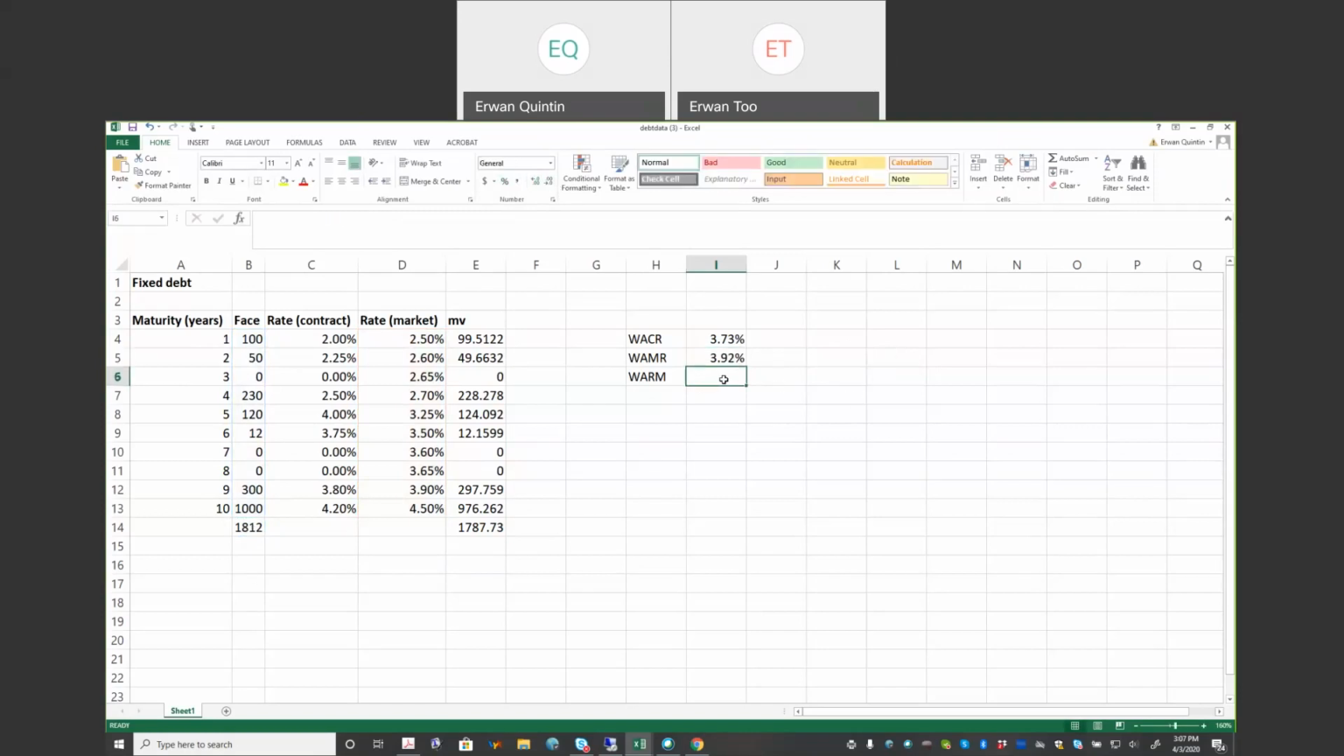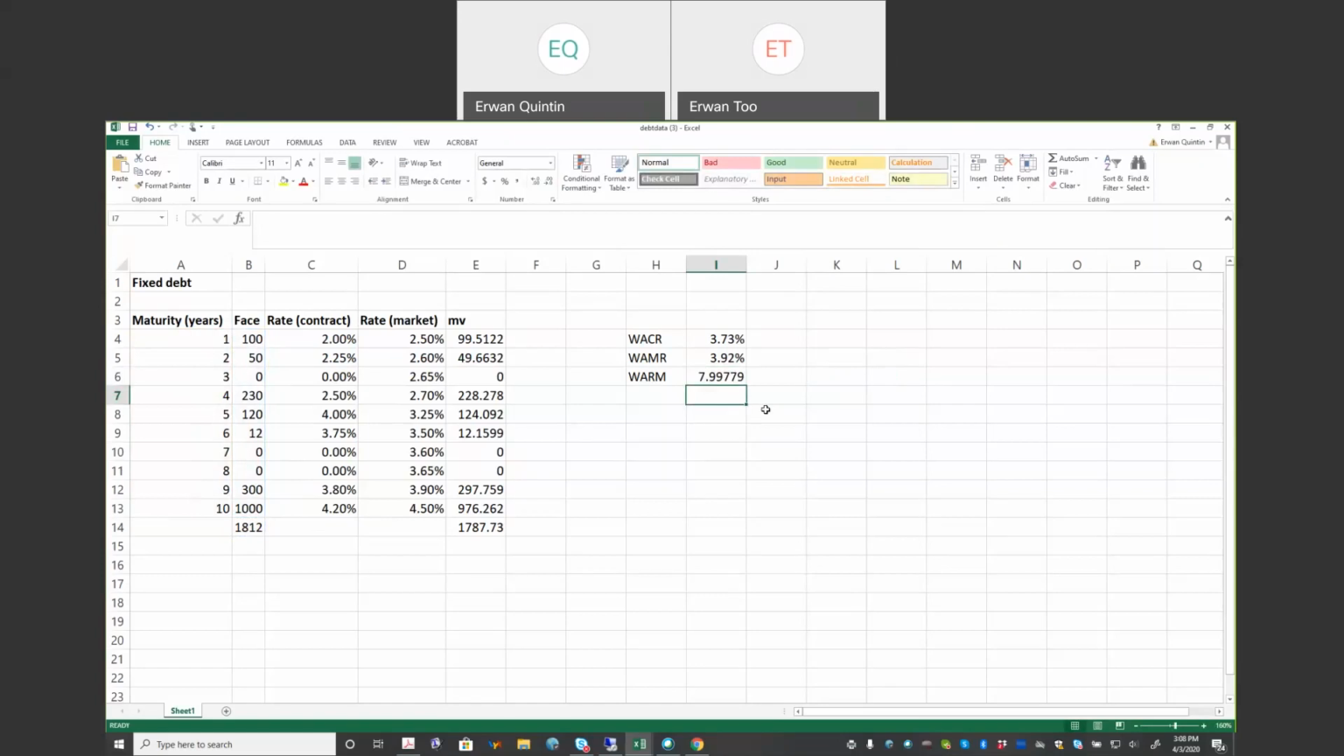And finally, I need my weighted average remaining maturity, another sum product. So I'm going to do a sum product of all my face values and my maturities divided by the face value of my entire debt. And that number here says it's about 8 years. So that means that the average maturity of $1 of debt for this corporation is 8 years.